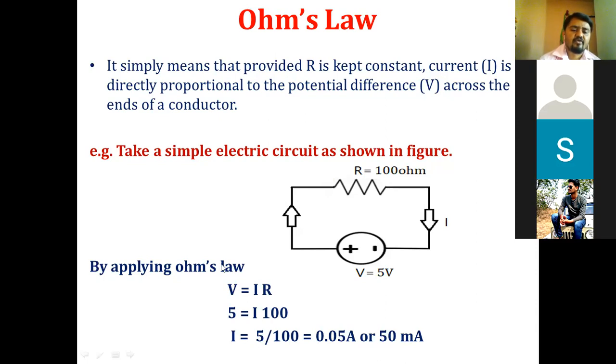What is the formula? V equal to IR. We know the formula here now. I equal to what? What is the unknown here now? V is given, R is given. What is the formula for I? I equal to V by R.